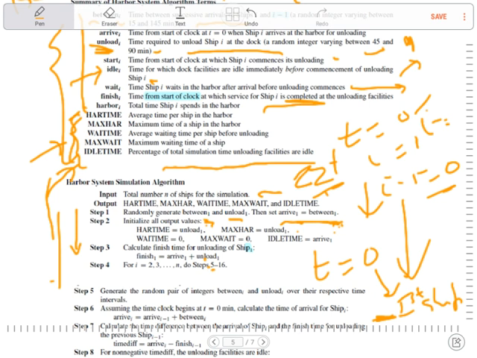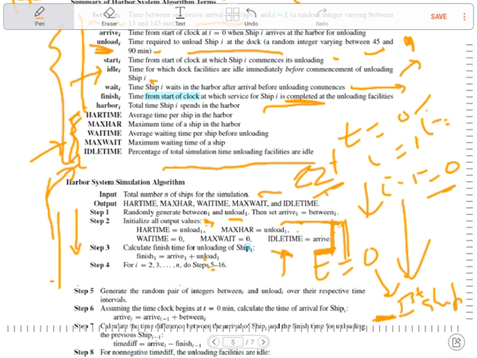Idle time is arrive 1. Why? Idle time is the harbor idle time. The harbor was sitting idle before ship 1 arrived. Ship 1 arrived at t equals arrive 1, so for that amount of time it was sitting idle. So all these initializations are justified. Whenever you are setting initial values, you may put any values, but for our logic flow, we should initialize in such a way that we can use it for our purpose. So here is how we are justifying these initial values.